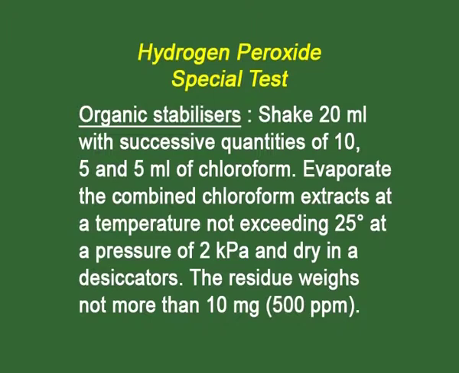Organic stabilizer test. Shake 20 ml with successive quantities of 10, 5 and 5 ml of chloroform. Evaporate the combined chloroform extract at a temperature not exceeding 25 degrees centigrade at a pressure of 2 kPa and dry in desiccators. The residue weighs not more than 10 mg.